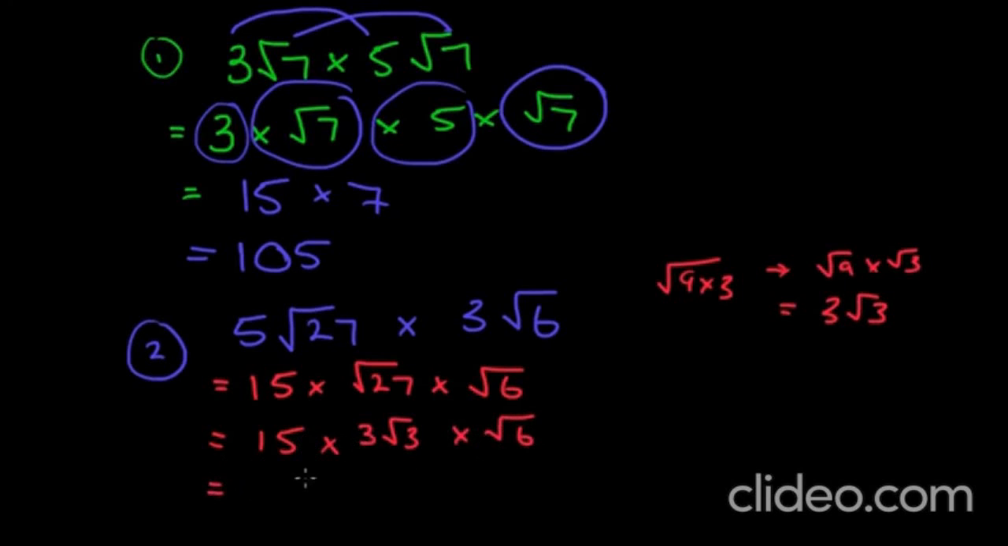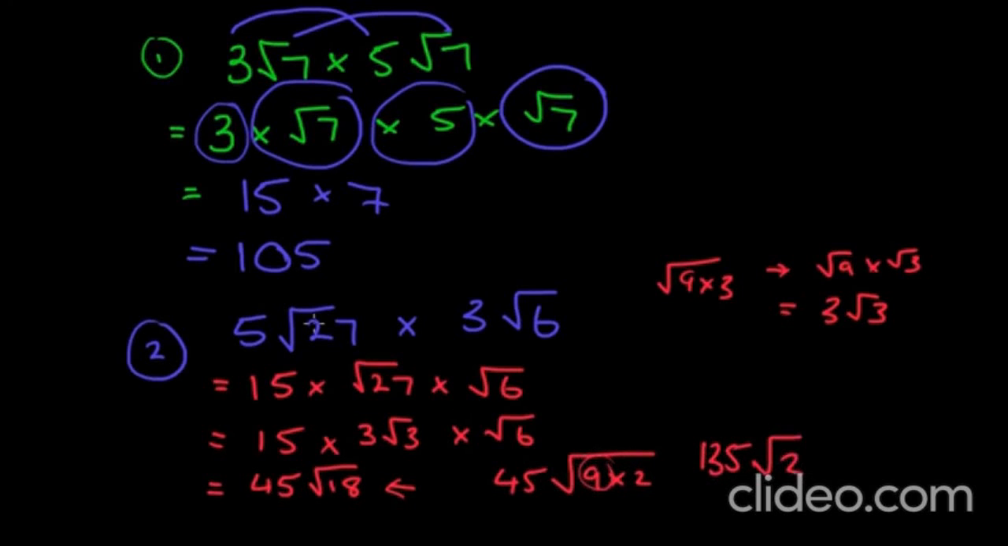We can come up with this answer like this: root over 9 means 3, and then that root over 3. Once again, we're going to multiply 15 with that 3. 15 times 3 is 45. Root over 3 times root over 6 is root over 18, which is not done yet. We can still simplify root over 18 with two simpler factors, 9 and 2. Root over 9 means 3, so 3 root over 2. Therefore, we have 135 root over 2. This was the most complicated math in the whole video.